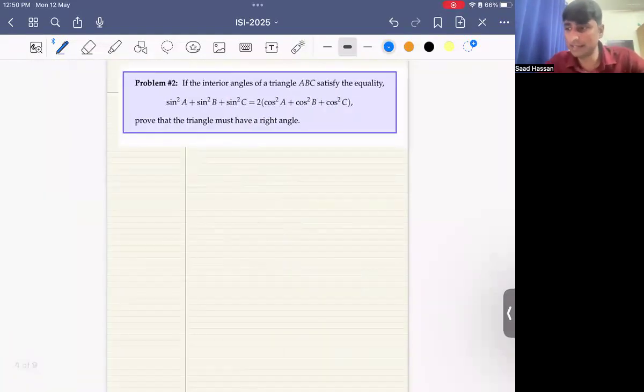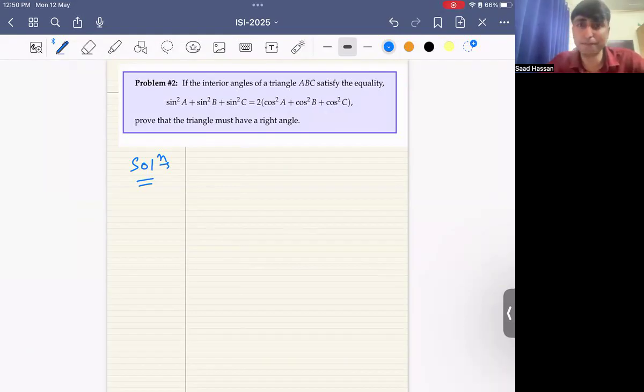So the second problem says that the interior angles of a triangle ABC satisfy the equality sine square A plus sine square B plus sine square C is equal to 2 cos A cos B cos C, and prove that the triangle must have a right angle. And so this equality is quite intimidating.